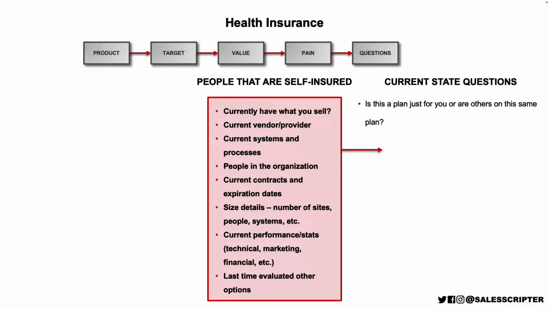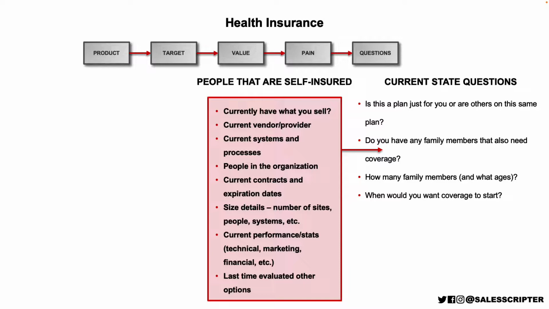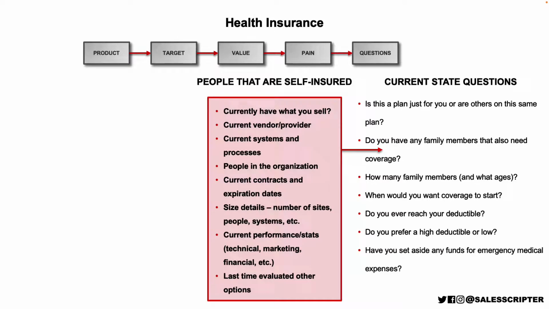Is this plan just for you, or are there others that will be on the same plan? Do you have any family members that also need coverage? How many family members do you have? What ages are they? When would you want the coverage to start? Do you ever reach your deductible? Do you prefer a high deductible or a low deductible? Have you set aside funds for emergency medical expenses? Do you or anyone on the policy use tobacco?